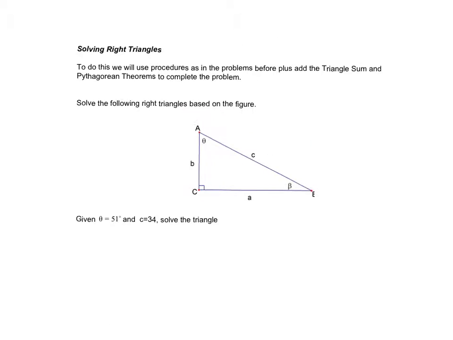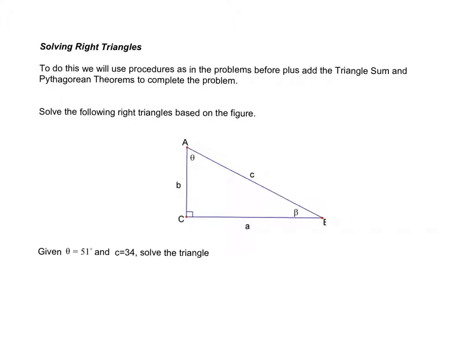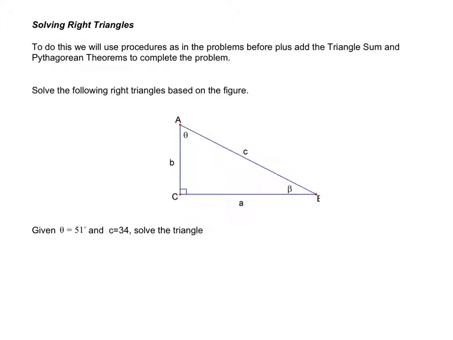Now let's actually solve some right triangles. So remember, when we solve a right triangle, it's to find all missing side lengths and angle measures. And we're going to use the procedures as we did in the problem before, and we're going to also use the triangle sum and Pythagorean theorems as well. So we have our picture of our right triangle ABC with side lengths A, B, and C and missing angles theta, which we've seen before, and then this B is what we call beta.